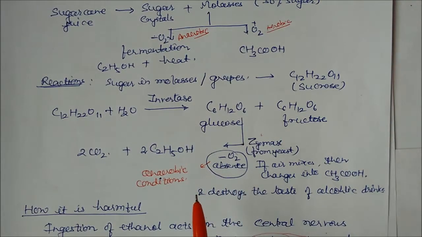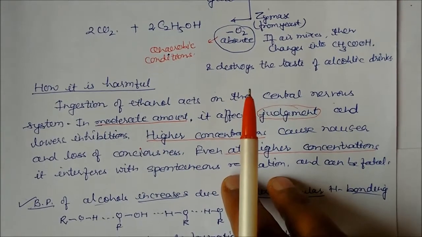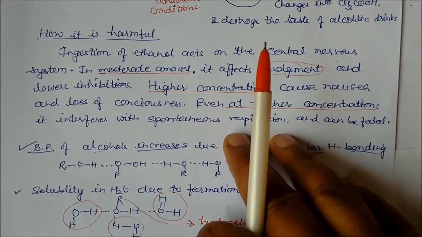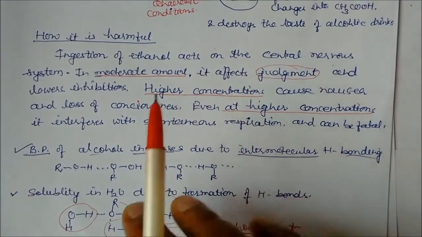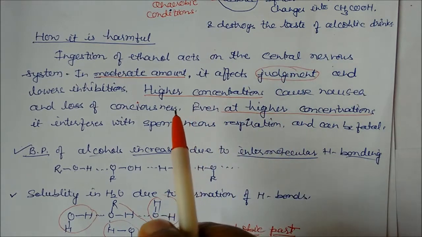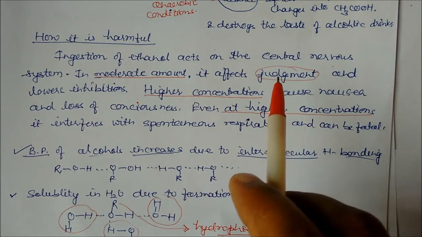Now, this ethanol is not good for our health. Ethanol is very bad for our health, so we should take it as a medicine, not as a liquor or a drink. It's not a good drink. Why is it harmful? Ingestion of ethanol acts on the central nervous system. It directly attacks the central nervous system, which is the important part of our brain.